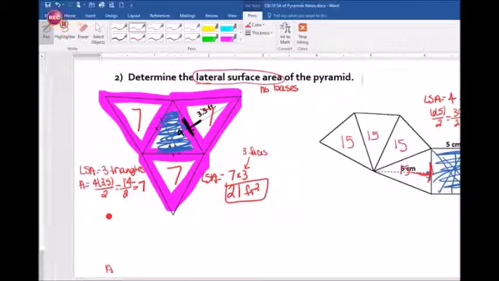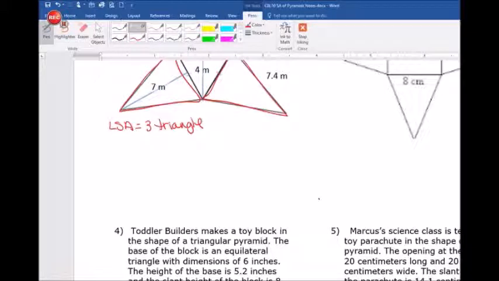So the area is 7 times 5 divided by 2, which is 35 divided by 2, which is 17.5. So we're going to go ahead and multiply this by 3, since there's 3 faces, which gives you 52.5.